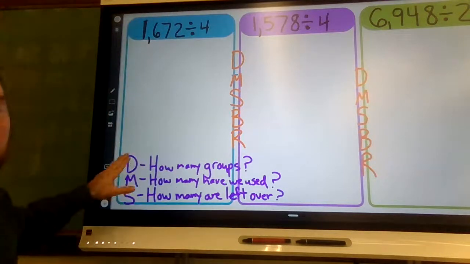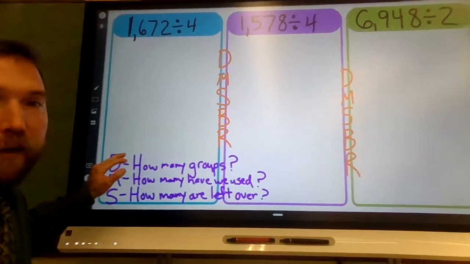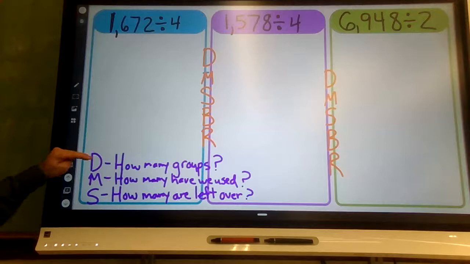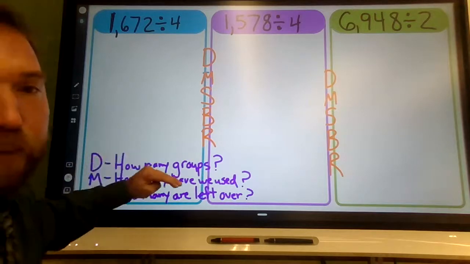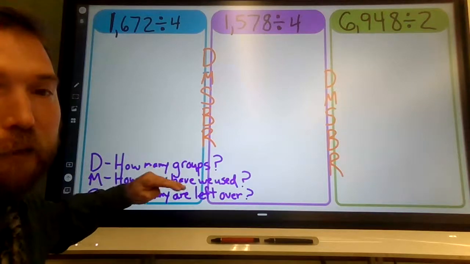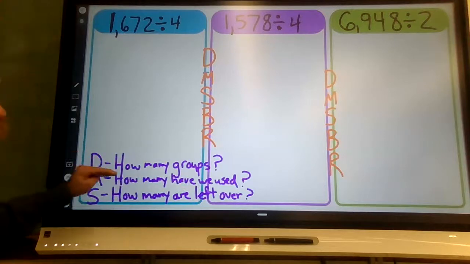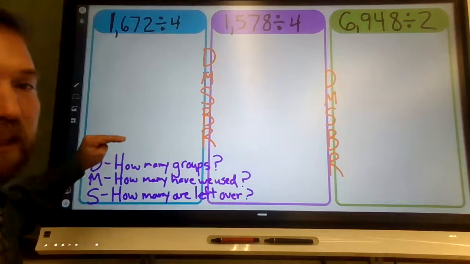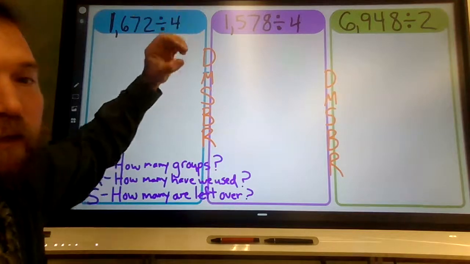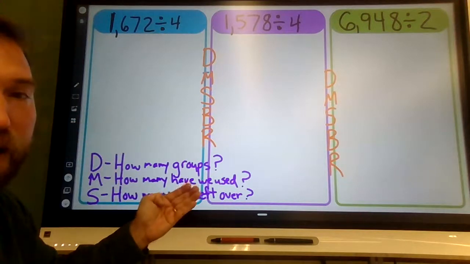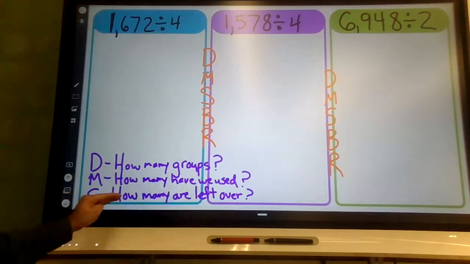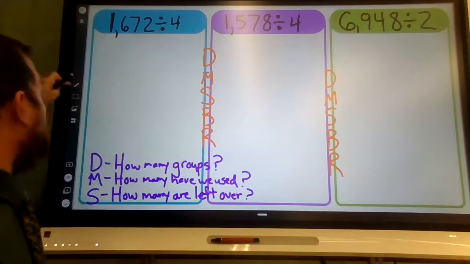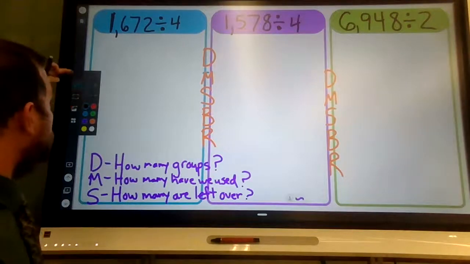Again, I keep harping with my group, every time that we're doing D, that's divide. We're really just trying to figure out how many groups there are, or how many groups can we make. M is how many have we already used. That goes underneath, right? So the D always goes on top, groups. M underneath, how many have we already used? S, how many are left over? That's when we subtract. And I'll show you that through the first one.